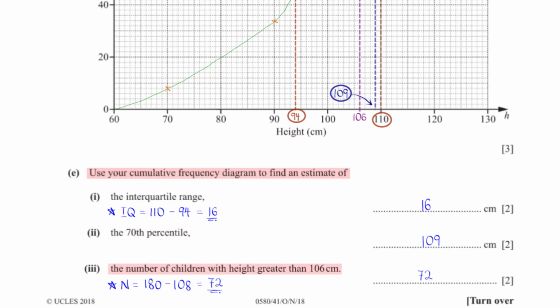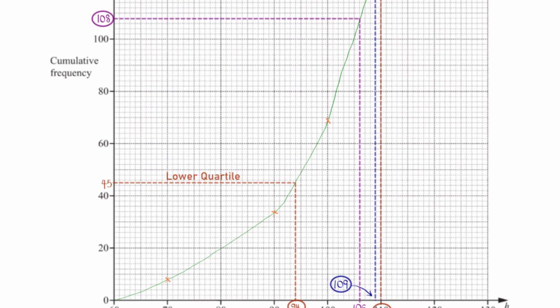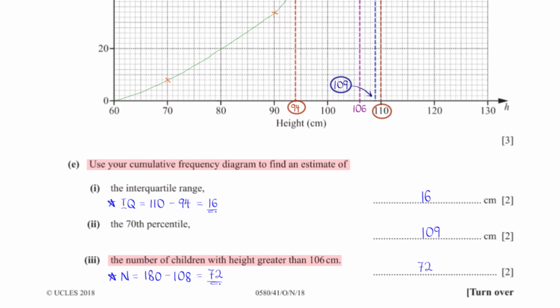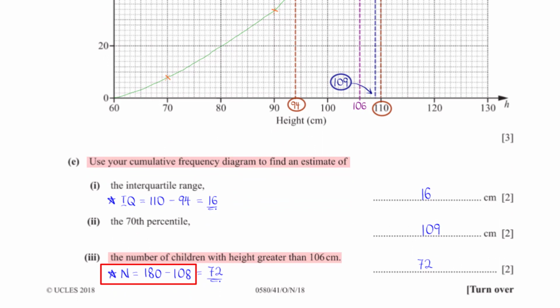Find an estimate of the number of children with height greater than 106 centimeters. When we map 106 centimeters on the cumulative frequency diagram, we get 108, which represents the number of children with a height of 106 centimeters or less. So to get the number of children with a height greater than 106 centimeters, that will be equal to the total number of children, which is 180, minus 108, which is equal to 72.